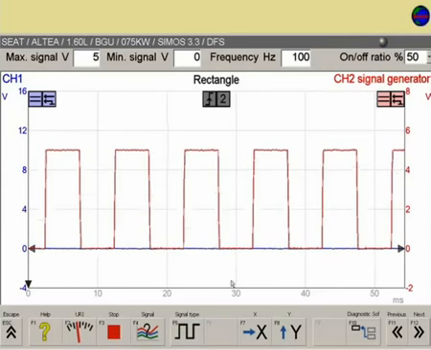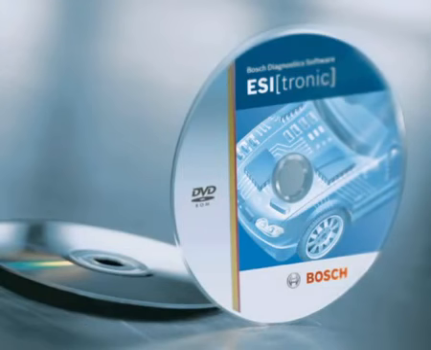This permits the simulation of signals from numerous sensors installed in modern vehicles. Our example shows the triggering signal of an ignition coil. Information on the various signals from components can be found in the EasyTronic software.